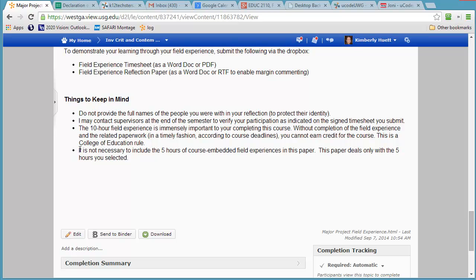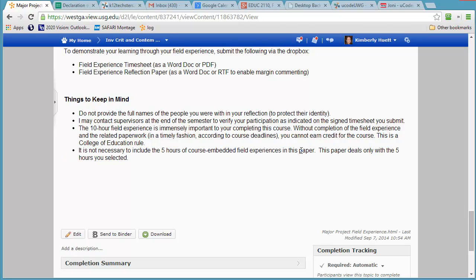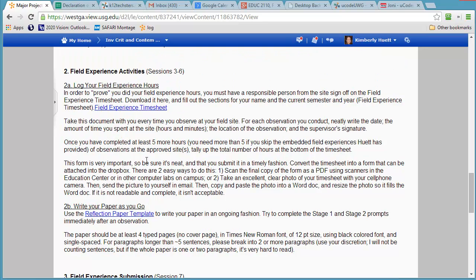And finally, it is not necessary to include the 5 hours of course embedded field experiences in the timesheet. The paper deals only with the 5 hours you selected. And I think you know what I mean by that. You saw how the timesheet already had those 5 hours of course embedded stuff filled out. That's all that means. All right, so that's the field experience.